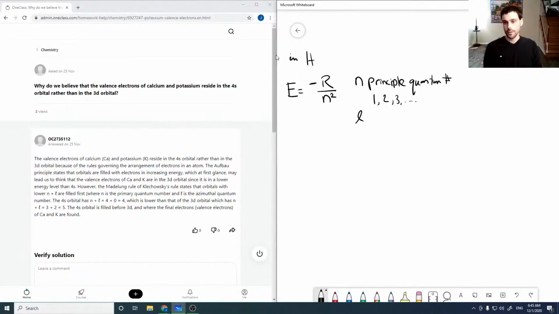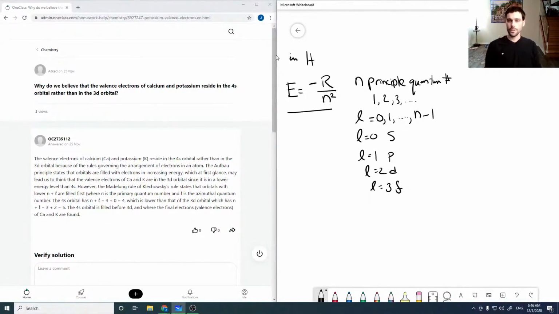L is our orbital quantum number, or azimuthal, and it equals 0 up to n minus 1. So for a given n, your L can only go up to n minus 1. And these numbers are what we usually use for our s, p, d labels. So L equals 0 is s, L equals 1 is p, L equals 2 is d, L equals 3 is f.